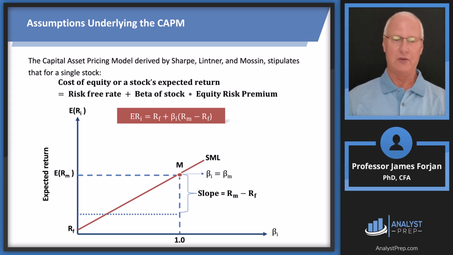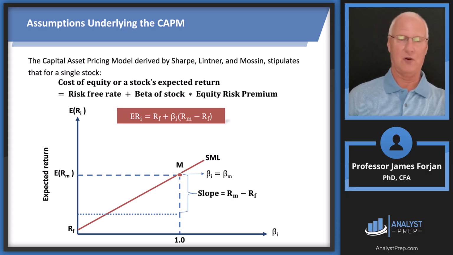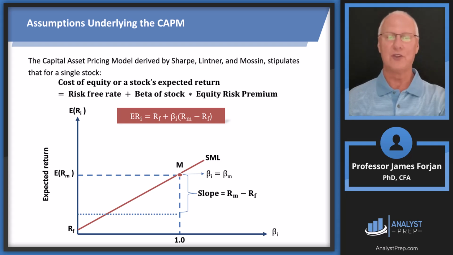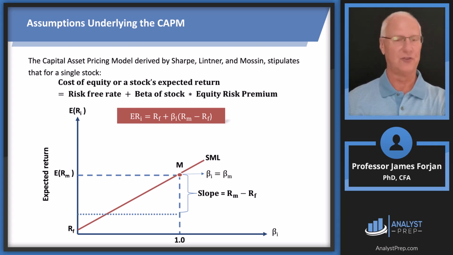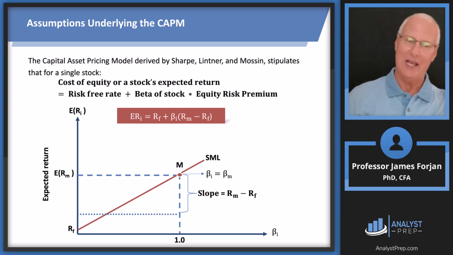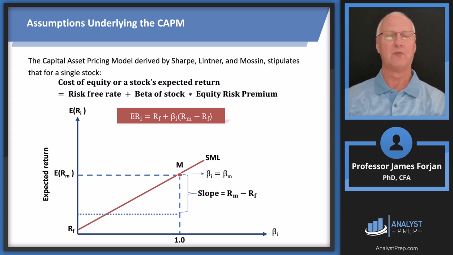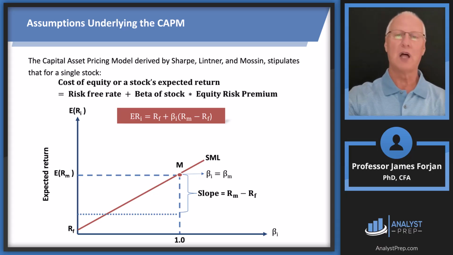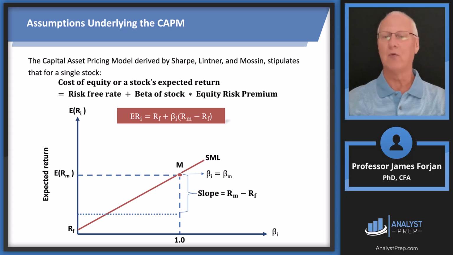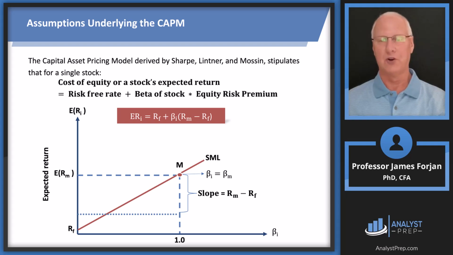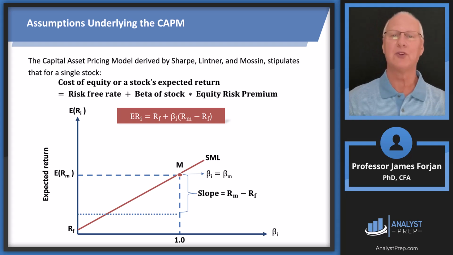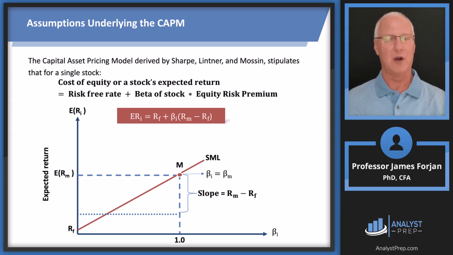Now, what we can do is we can plot those 2 points. Down on the vertical axis, there's the risk-free rate of interest. Notice it's not at the origin, so it's not 0, it's a positive number. And then we go out to portfolio M, which is the market portfolio, which has a beta of 1, and it has, over on the vertical axis, the expected return on the market portfolio. If you draw a line between those two, you get what is known as the security market line. Security market line is nothing more than a picture of the capital asset pricing model.